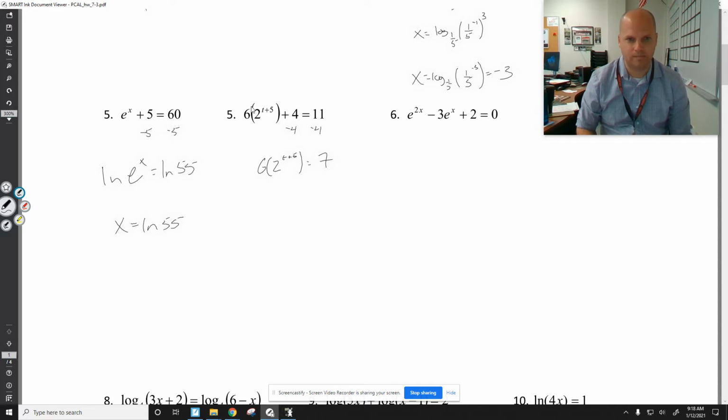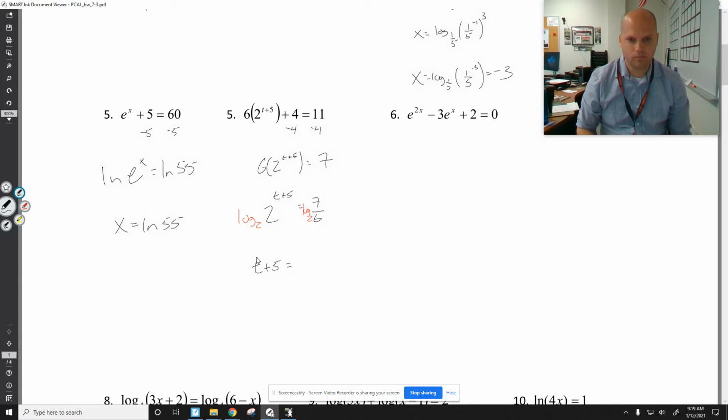So don't do that. Instead, let's just get rid of the 6 by dividing. I get 2 to the t plus 5 equals 7/6. Now I will get rid of the 2 to the power. Getting rid of the 2 to the power, log base 2 of both sides.